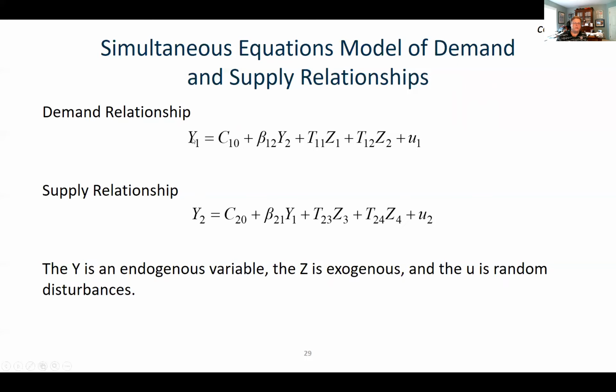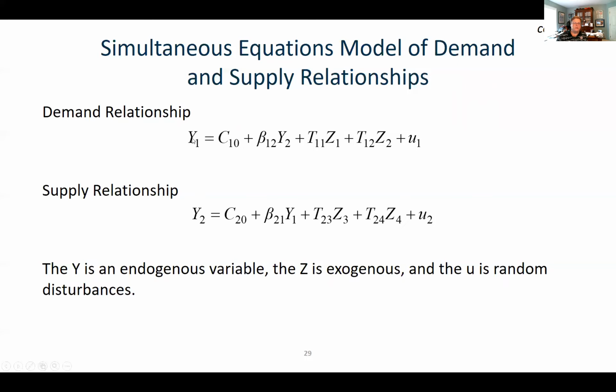Notice when you do that, although Z3 and Z4 don't appear in the first equation, when you bring the expression for Y2 up here, Z3 and Z4 now appear, and the same is true when you replace Y1 here with its structural equation. So you needn't necessarily be a wizard in matrix manipulation in order to do that, just algebraic substitution.